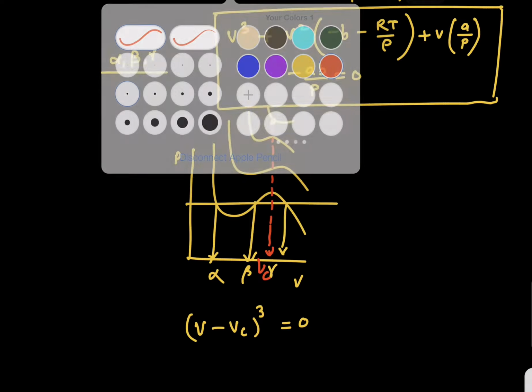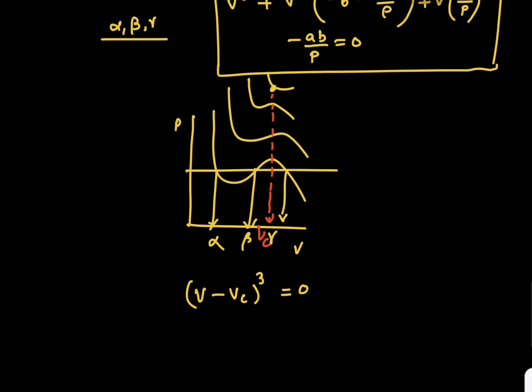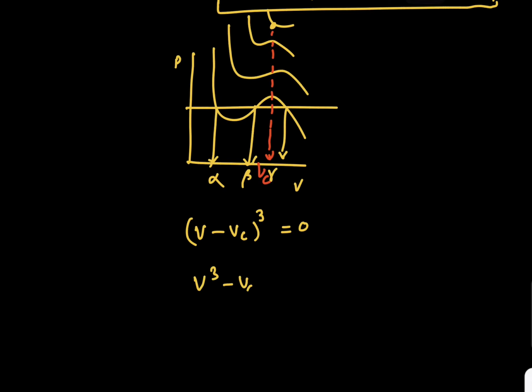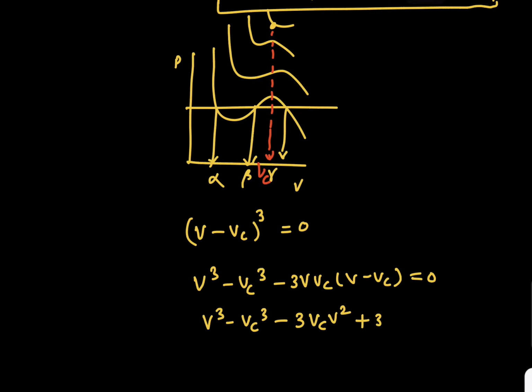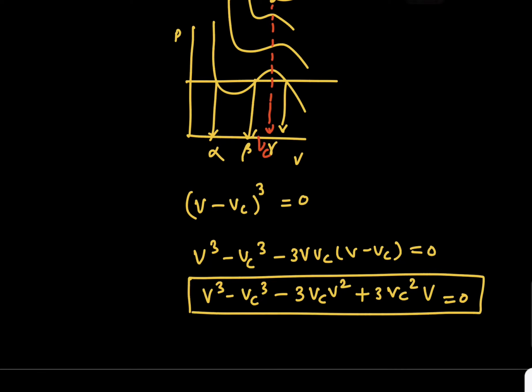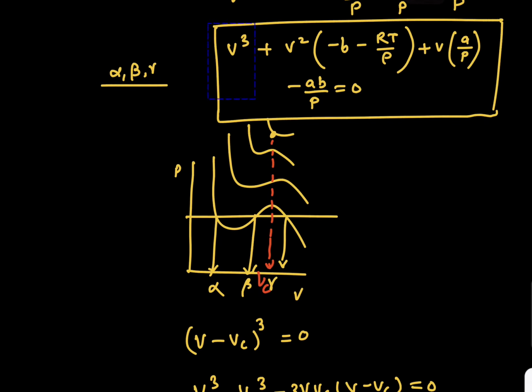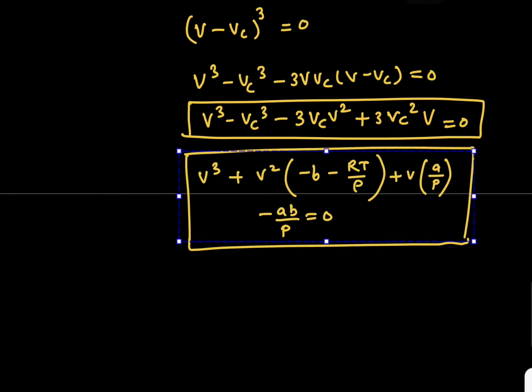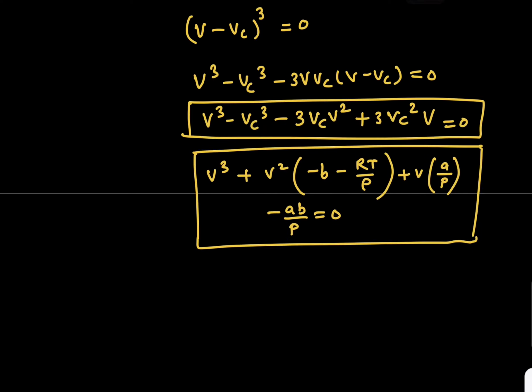So we'll write the expansion of V minus Vc whole cubed, which is V cubed minus Vc cubed minus 3VVc times V minus Vc equals 0. That is V cubed minus 3Vc V squared plus 3Vc squared V minus Vc cubed equals 0. And let's try to compare this one with the previous one. I'm just bringing the previous one here for your convenience. Let's write them neck to neck and then compare.